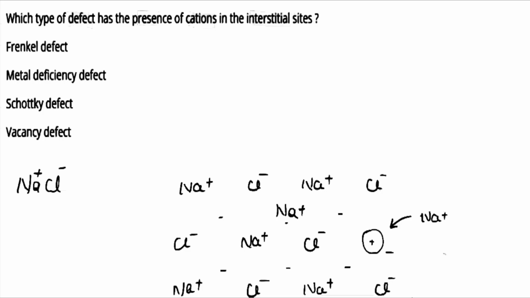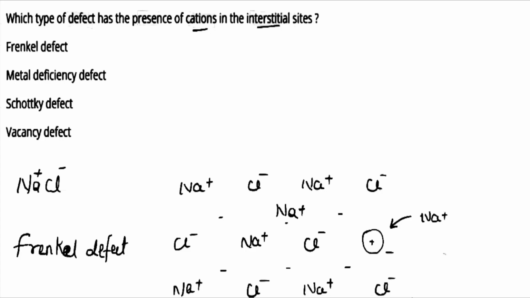If cation occupies the interstitial sites, then the defect is called Frenkel defect. So this is our Frenkel defect, because in this defect cation occupies the interstitial sites. If both cation and anion are missing, then the defect is called Schottky defect. But here only cation is missing and occupies the interstitial sites, so that's why we call it a Frenkel defect. It is clearly mentioned in NCERT.